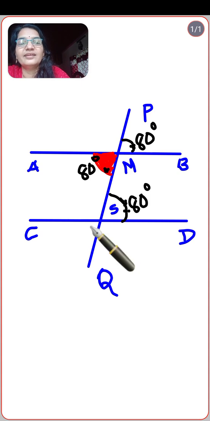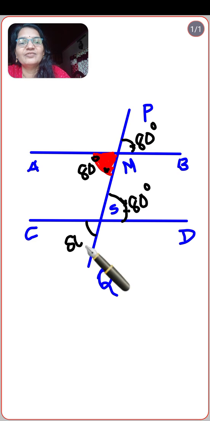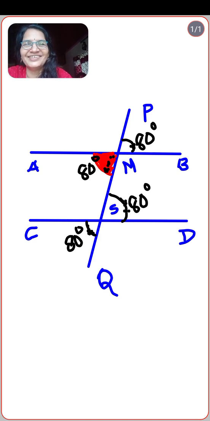Another 80 degree angle is here. It also has reasons. It has 3 reasons. What is the reason for being 80 degree? This one is the opposite angle of this 80 degree angle. One reason. Another one, this is the corresponding angle of this 80 degree angle, isn't it? Another reason is this one is the alternate angle of this 80 degree angle, isn't it? Very interesting, isn't it?